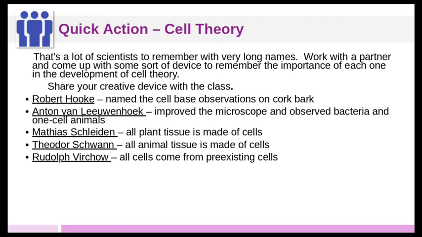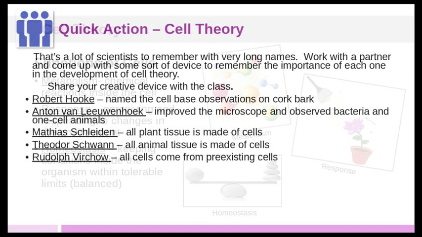Matthias Schleiden said all plant tissues are made of cells. Theodor Schwann contributed and provided evidence that all animal tissue is also made of cells. And then Rudolf Virchow in 1855 contributed that all cells must come from pre-existing cells.